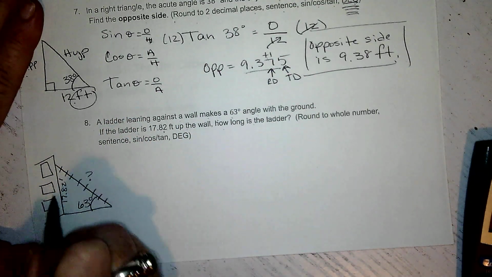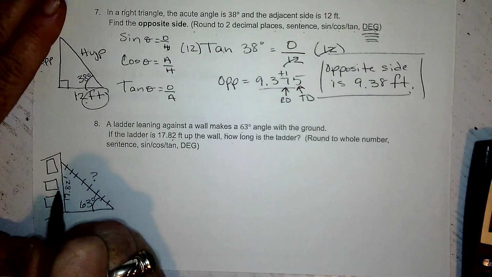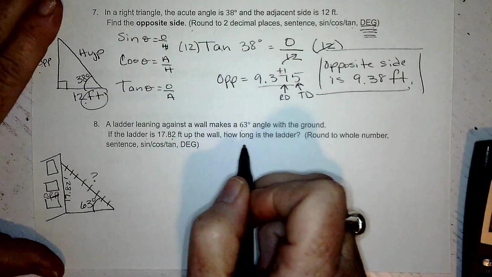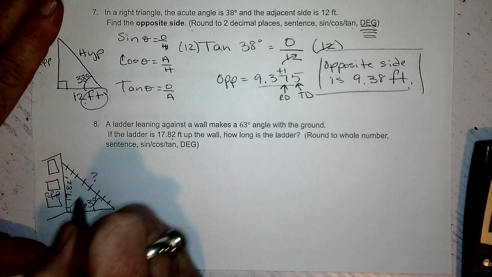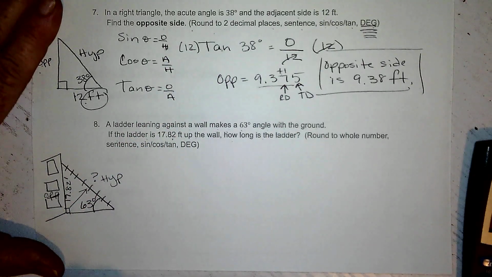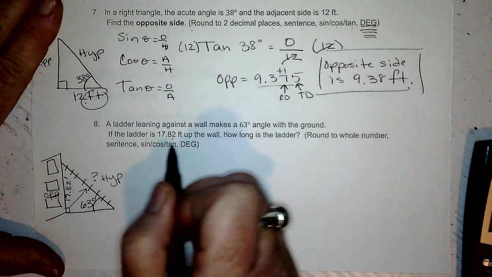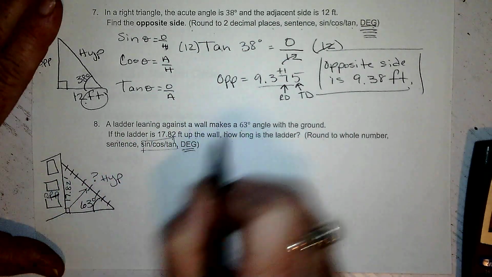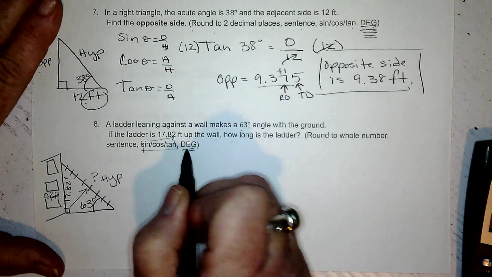Okay, so what is this 17.82 compared to the angle? This is the opposite side. Okay, this is our opposite side. The ladder is directly across from the right angle that was created, and so that means it is our hypotenuse. So we're looking for the hypotenuse here. It says to round to the whole number, create a sentence, only use sine, cosine, and tangent, and make sure your calculator is in degrees.